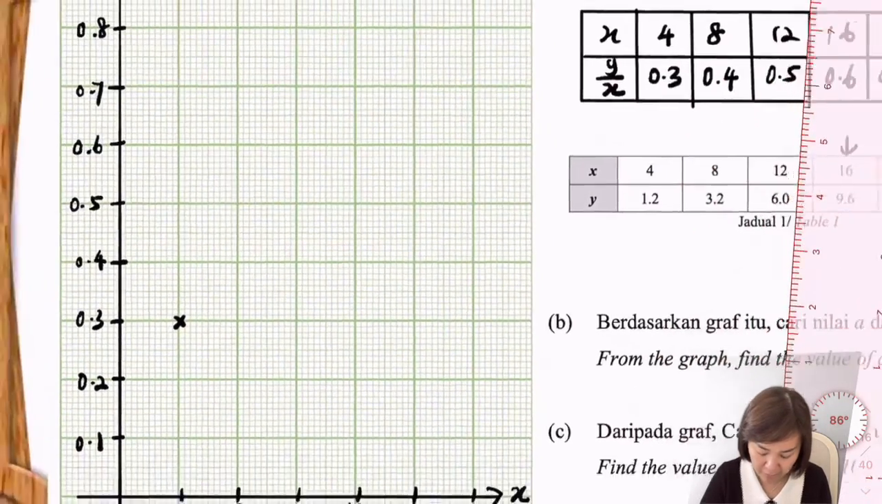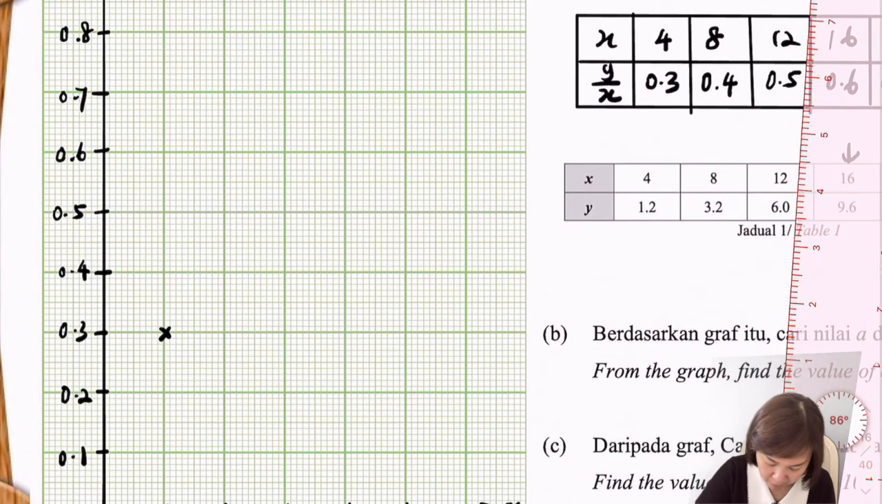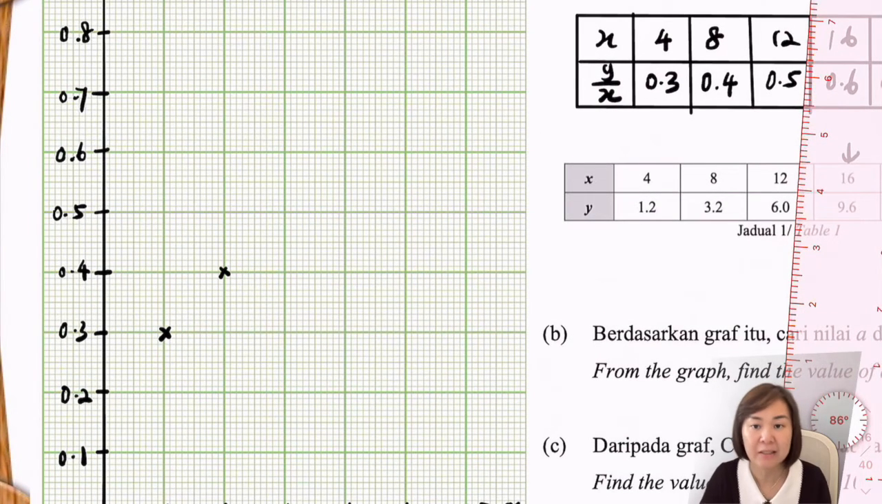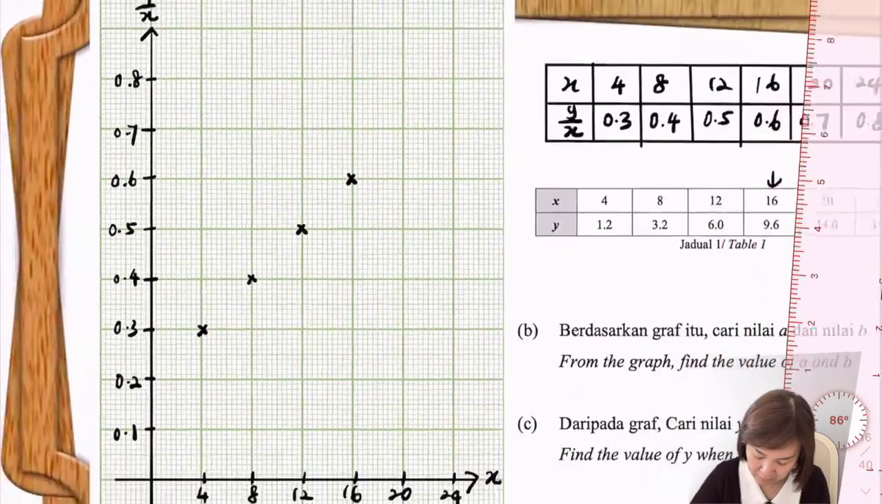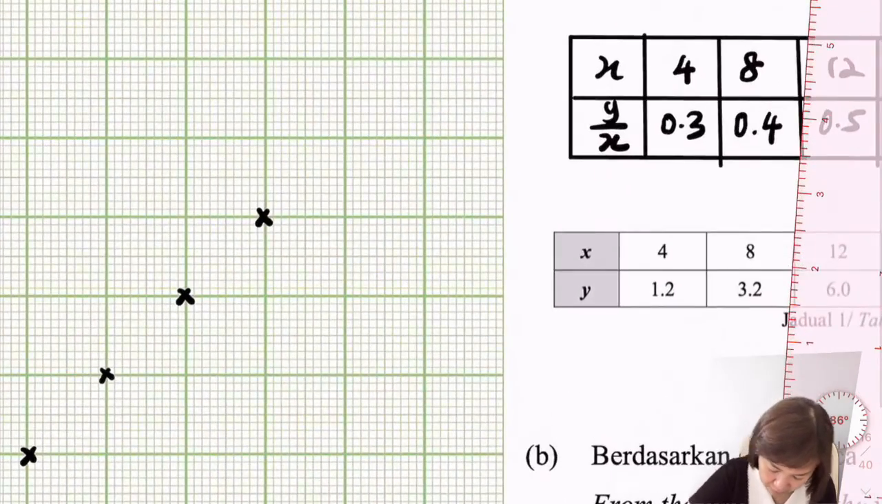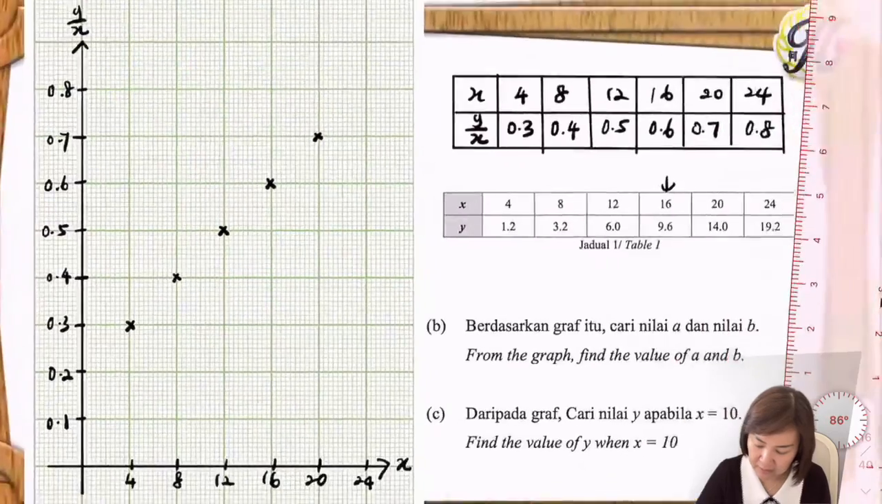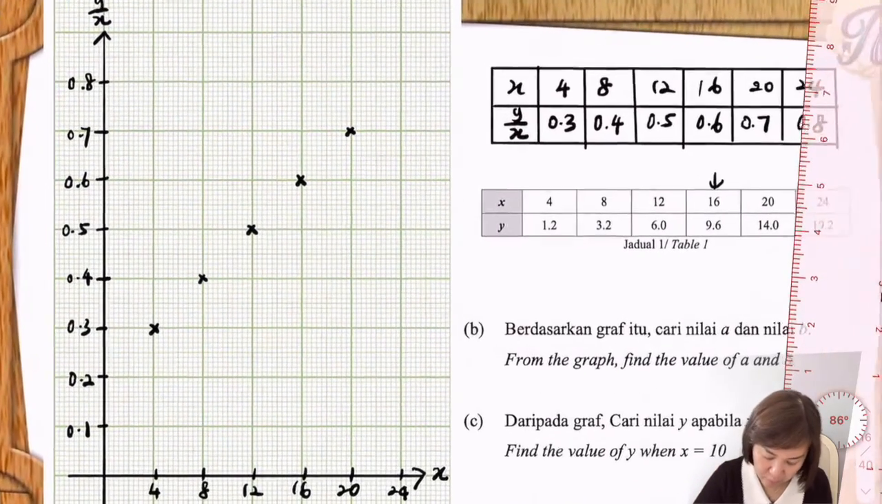Okay, lepas tu 8, 0.4. So, 8 tu 0.4 di sini. 12 tu 0.5 here. Okay, then 16, 0.6. Okay, 0.6 here. Then 20, 0.7. This is the one. And the last one, 24 is 0.8.